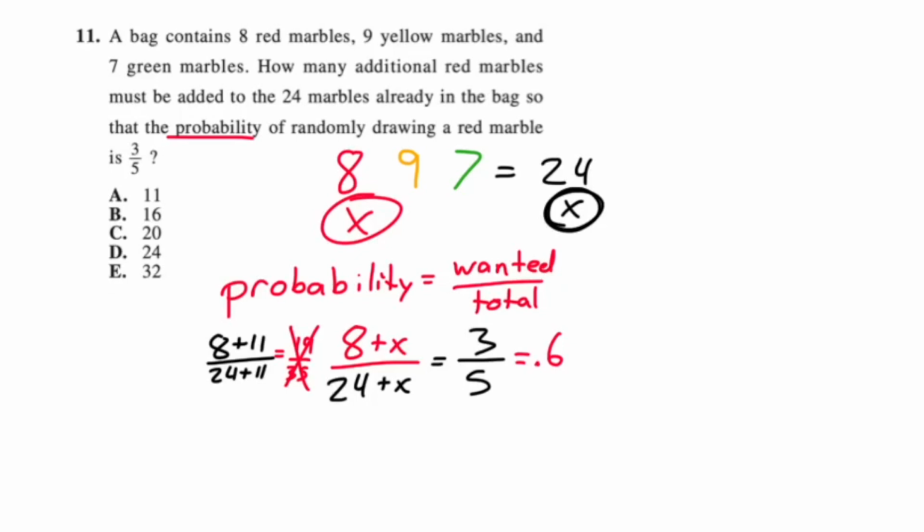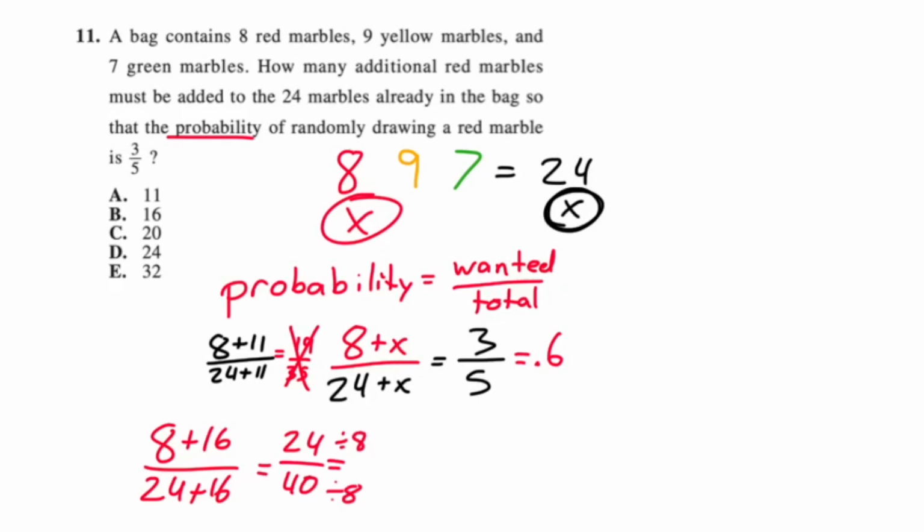So I'm going to plug in 16 now. So 8 plus 16 over 24 plus 16. 8 plus 16 is 24. 24 plus 16 is 40. And you can either simplify that by dividing the top by 8 and the bottom by 8, and you do get 3/5, or again, just type it in your calculator and look for 0.6. So the answer here is B. And this one falls under statistics and modeling.